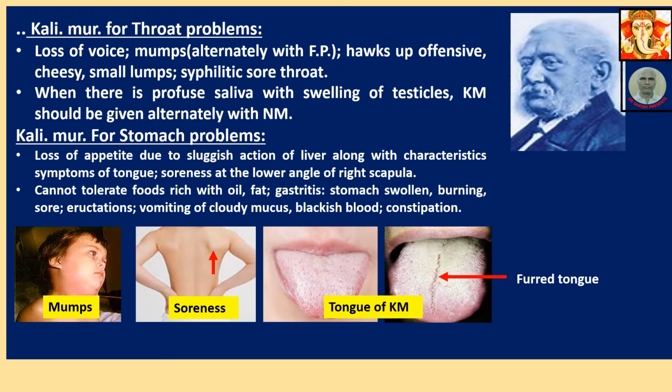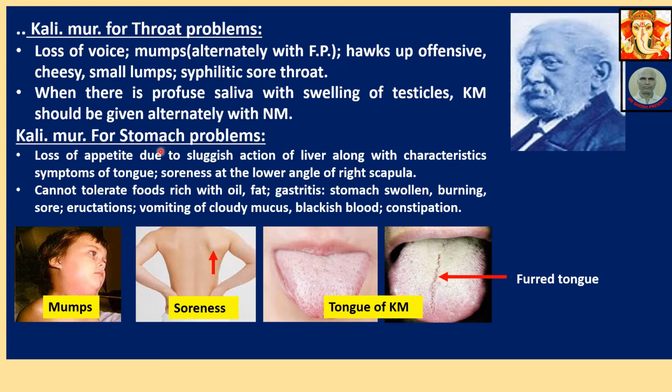Calamine for throat problem, loss of voice, mumps, alternately with pharynx. Hawks up offensive, cheesy, small lumps, symptomatic sore throat. When there is profuse saliva with swelling of testicle, calamine should be given alternately with natrum mure. This is a particular situation: profuse saliva with swelling of testicle.